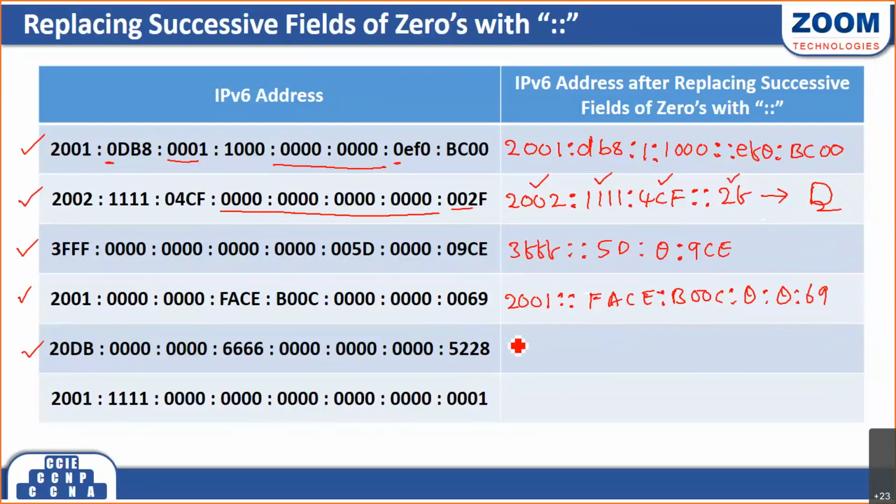I have a doubt here. Can the same IP address be written as 2001:00:FACE:B00C::69? Exactly, of course. You can represent the double colon anywhere, only once in an address, either on the left side or the right side. No problem. Okay, thank you. Next example, please.